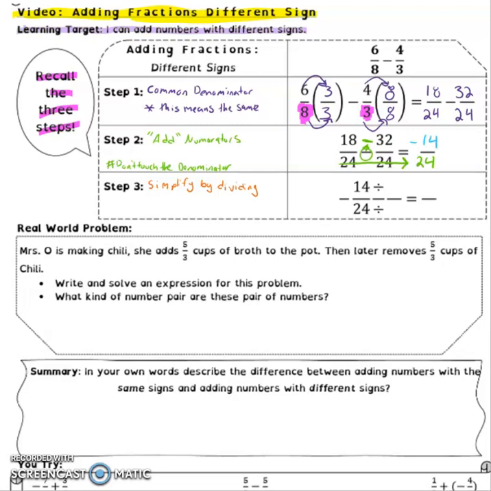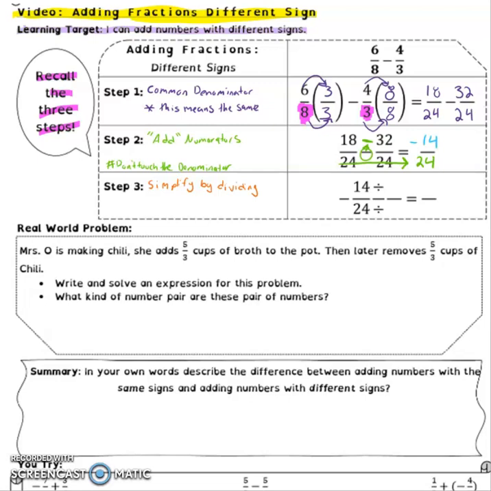What about 3? 3 goes into 24. I don't think it goes into 14. What about 4? 4 goes into 24, but again, it doesn't go into 14. 5 doesn't go into either of them. 6 goes into 24, but not into 14. 7 goes into 14, but it doesn't go into 24. 8 goes into 24, but not into 14.